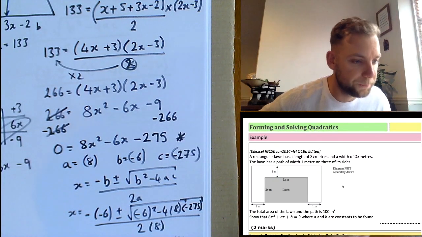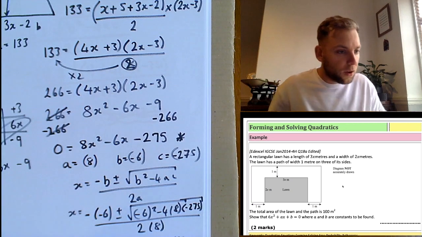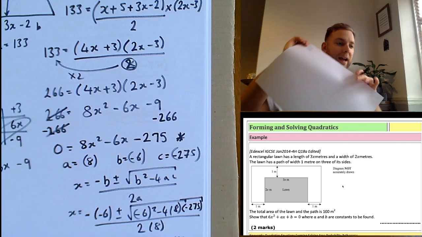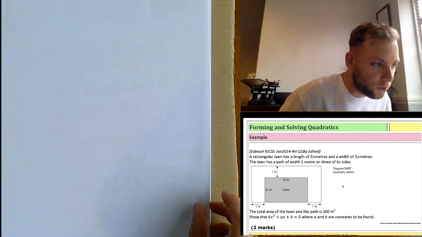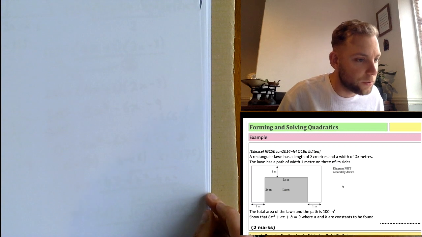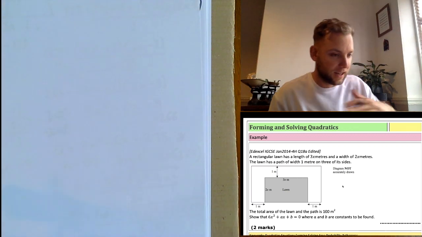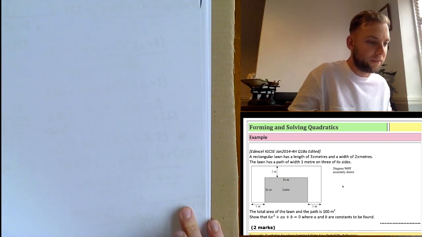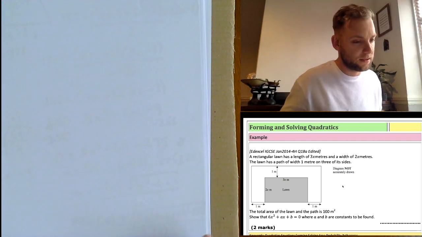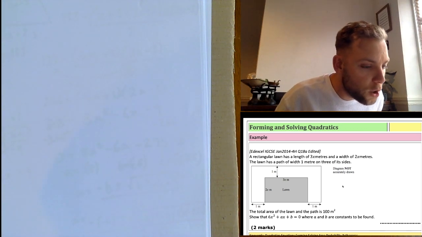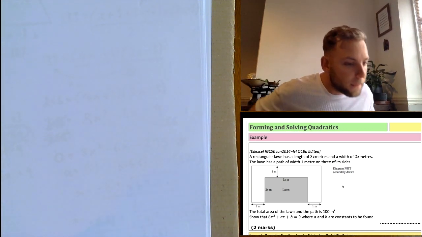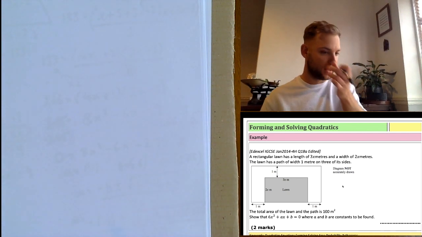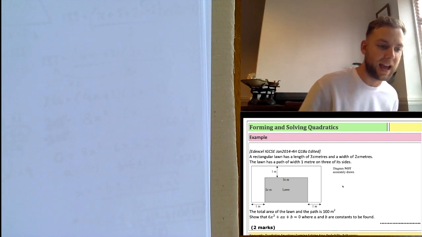So this next one here. A rectangular lawn has a length of 3x and a width of 2x meters. The lawn has a path which is 1 meter on each of its sides. So it's like a path around here which is 1 meter. The total area of the lawn and the path is equal to 100 meters squared. Show that 6x squared plus ax plus b is equal to 0.